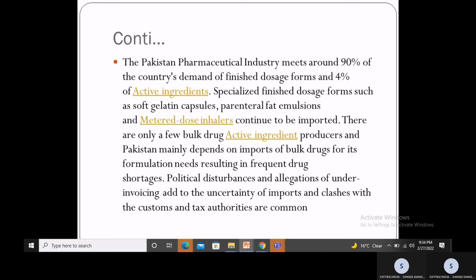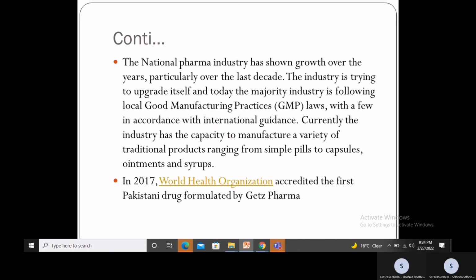Political disturbance and allegations of under-invoicing add to the uncertainty of imports, and clashes with the customs and tax authorities are common. The national pharma industry has shown growth over the years, particularly over the last decades. The industry is trying to upgrade itself, and today the majority follows local good manufacturing practices law, with a few in accordance with international guidance.